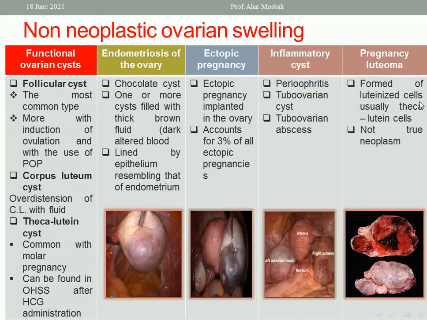Going to the pregnancy luteoma, which is benign, not a tumor, but a proliferation of luteinized cells, usually theca lutein cells, as you see in this picture, and it sometimes secretes androgen, causing virilization of the pregnant lady or her female fetus.